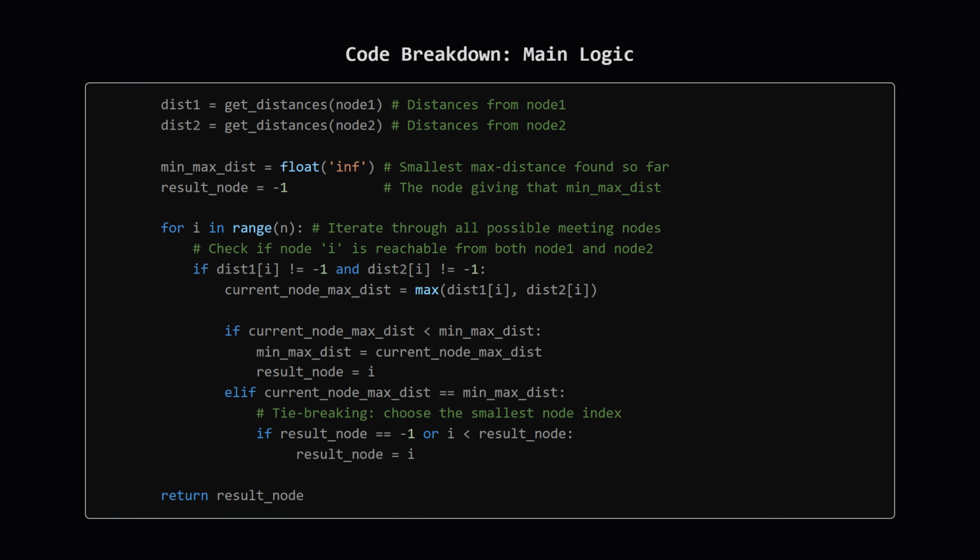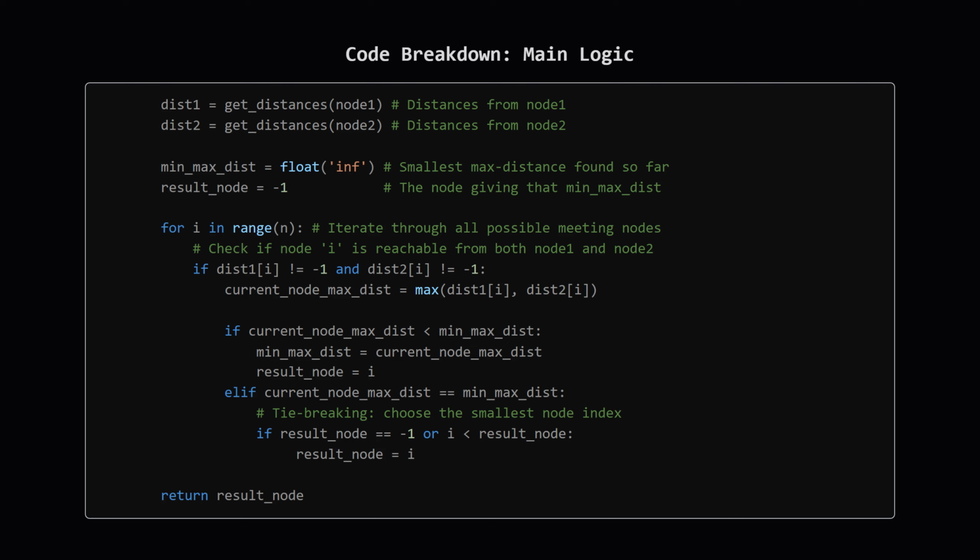Now for the main part of our solution. First, we call our getDistances helper function twice. Once starting from node 1, to get a list of distances we'll call dist1, and a second time starting from node 2, to get distances we'll call dist2. We also need to keep track of the best result we've found, so we'll have a variable, say min-max-dist, initialized to a very large number, infinity, effectively. This will store the smallest maximum distance we've encountered. And another variable, resultNode, initialized to -1, which will hold the index of the node that gives us this min-max-dist.